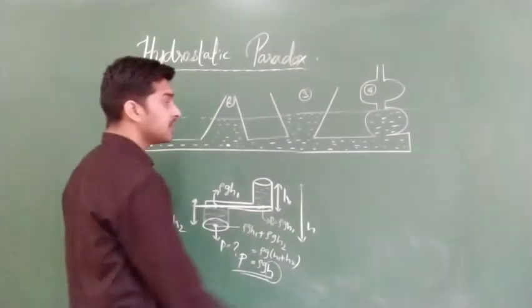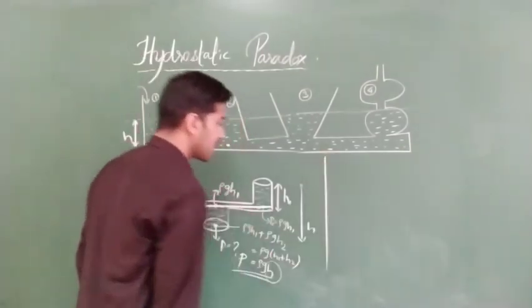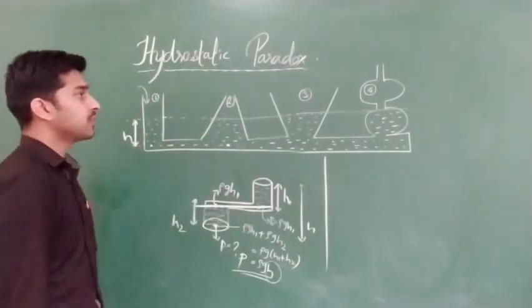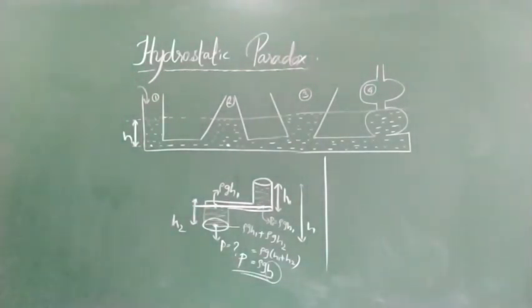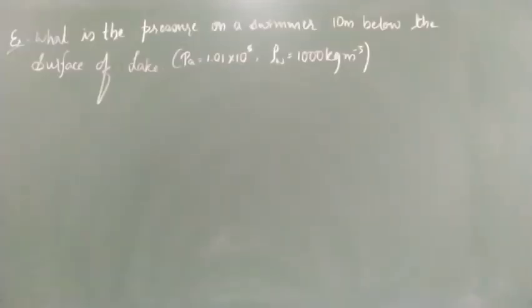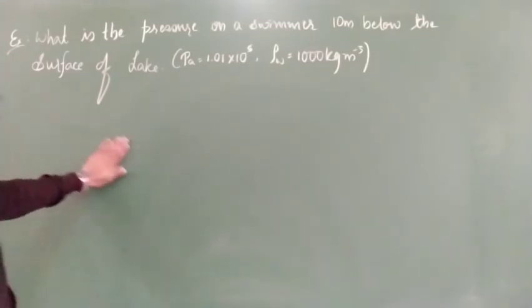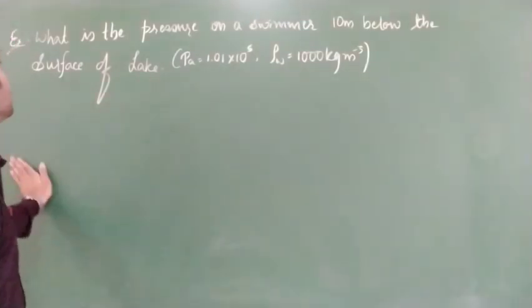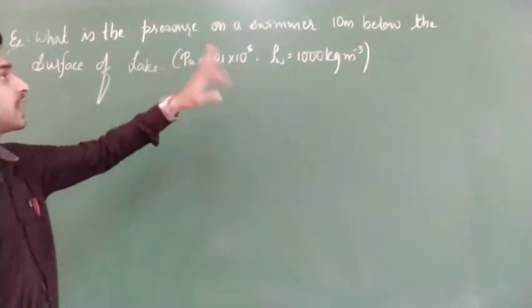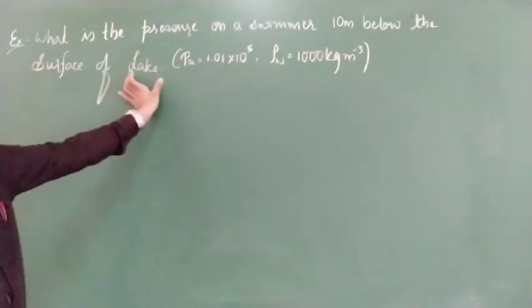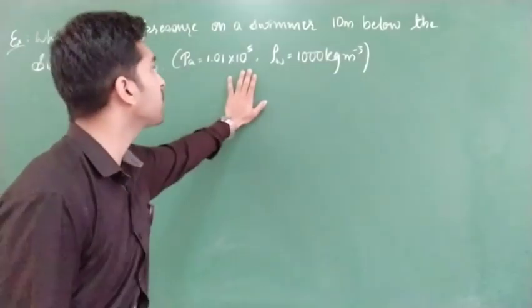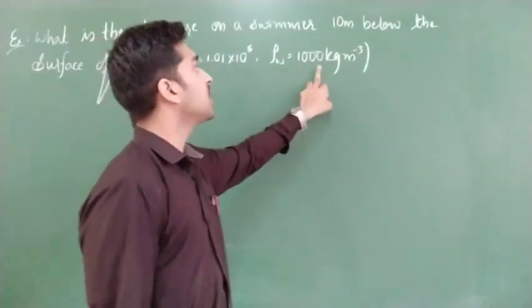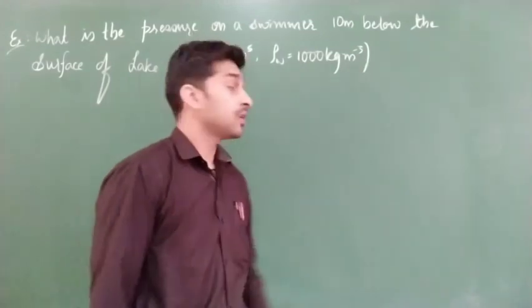Clear? And one small example we are having. So we will go through that example. Shall I erase the board? So here we have a small question. What is the pressure on a swimmer 10 meters below the surface of the lake? Given atmospheric pressure is equal to 1.01 into 10 to the power of 5 and density of water is equal to 1000 kg per meter cube.